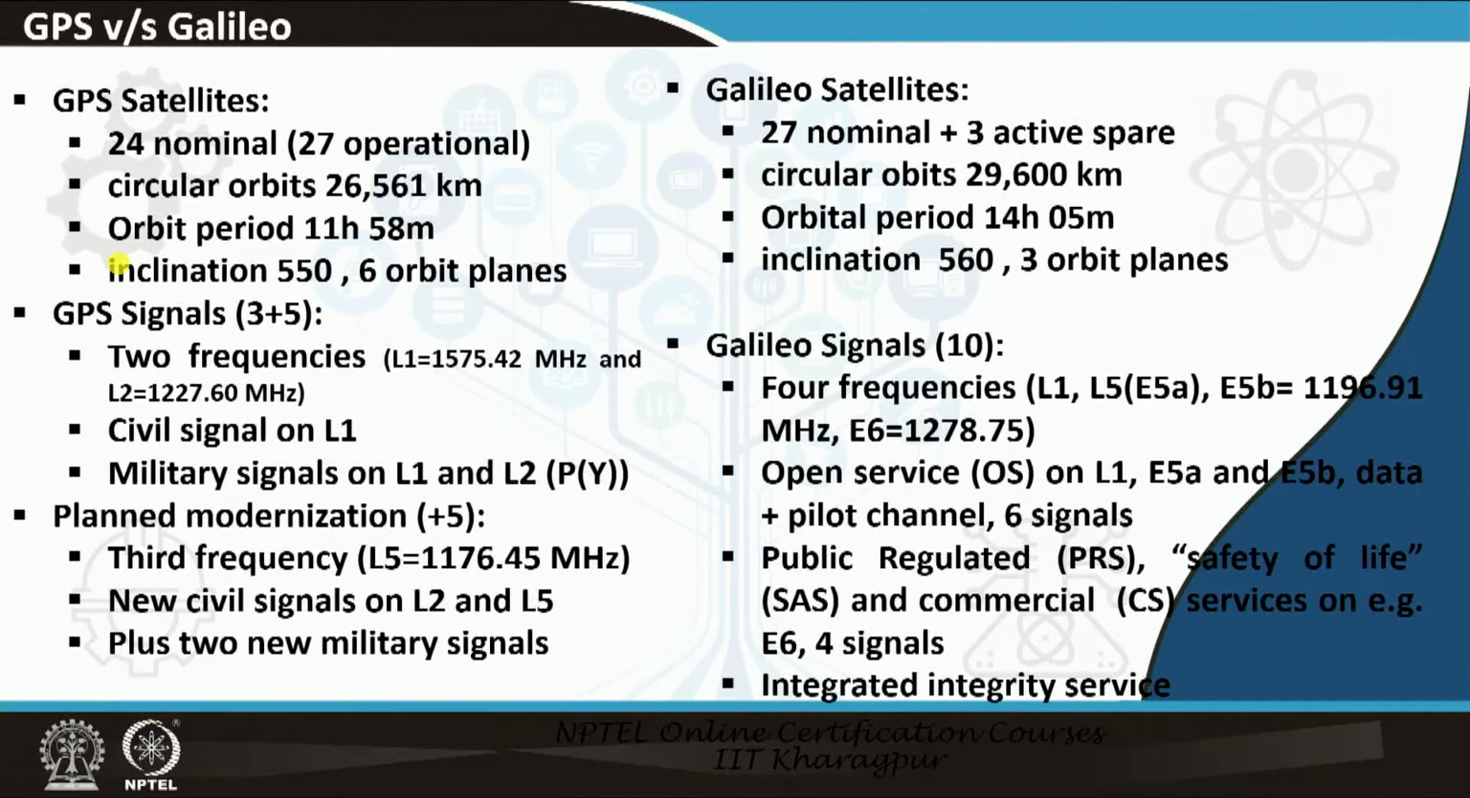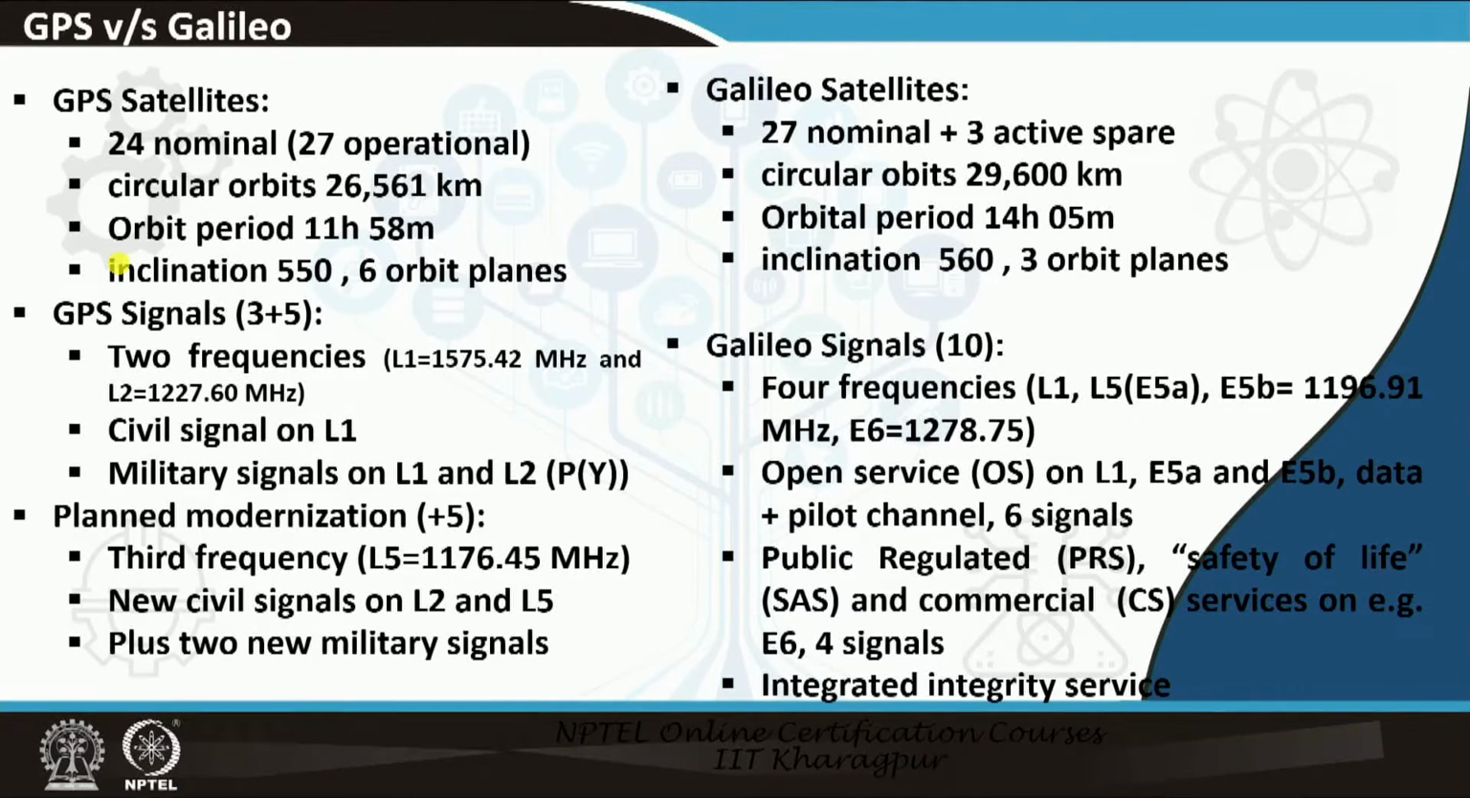In case there are some issues, these active spares are used. Galileo has circular orbits at 29,600 kilometers, an orbital period of 14 hours 5 minutes, and an inclination of 56 degrees with 3 orbital planes. So that is the basic difference between GPS and Galileo satellites: 24 satellites versus 27 satellites with 3 active spares.